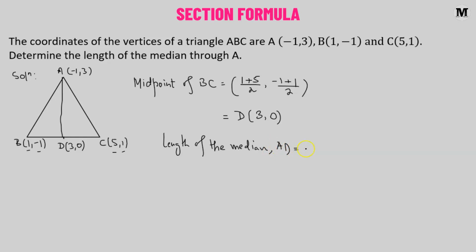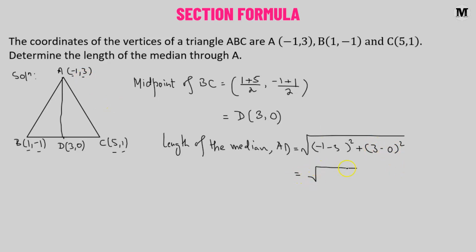So we will use the distance formula here. We take the square root of, first, the difference of the x coordinates squared, added to the difference of the y coordinates squared. Okay, let's find the difference of the x coordinates. So here we'll take -1 minus 3, square it, and then add it to the difference of the y coordinates. So that's 3 minus 0.